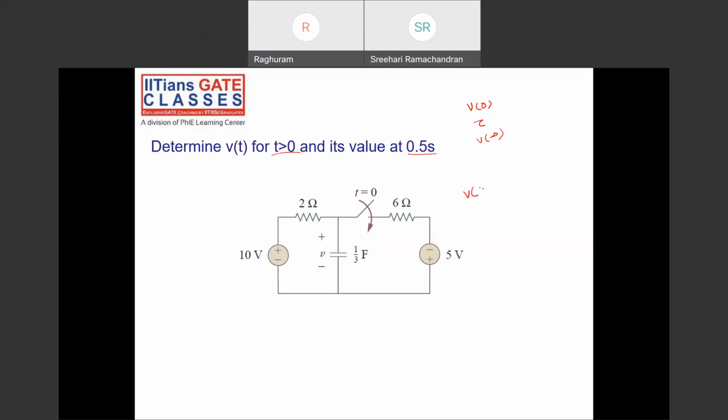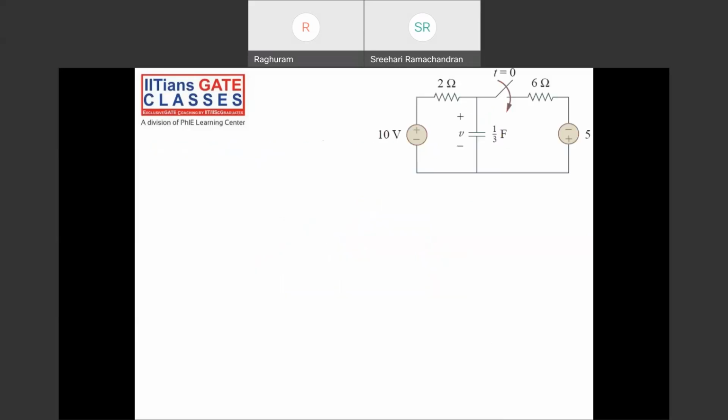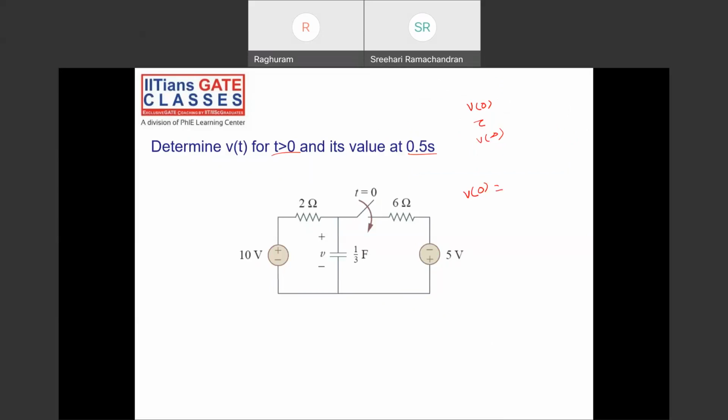So what is V of 0? So what is the switching position? Well, the switch is closed at t equal to 0. That means at t equal to 0 minus the switch is open, and only this part is a circuit. So V of 0 is directly 10 volts. Right. Tau: after the switch is closed, after the switching action.